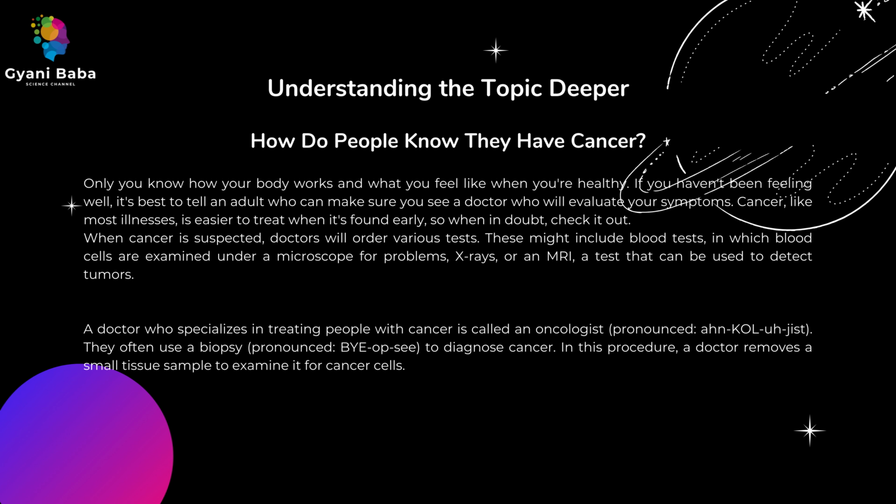These might include blood tests, in which blood cells are examined under a microscope for problems, X-rays, or an MRI, a test that can be used to detect tumors. A doctor who specializes in treating people with cancer is called an oncologist. They often use a biopsy to diagnose cancer. In this procedure, a doctor removes a small tissue sample to examine it for cancer cells.